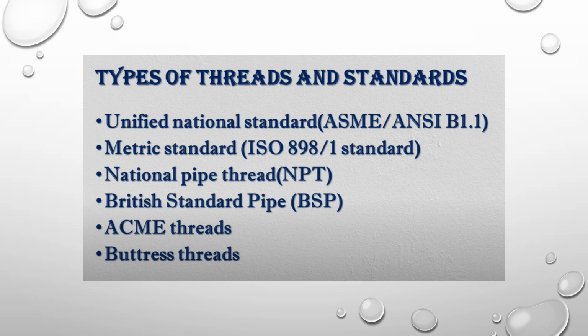The UN standard in ASME and ANSI B1.1 is very popular and you will find it in most industries. In metric standard, as we discussed earlier, you can check ISO 898. Then there are the national pipe thread NPT, British standard pipe BSP, ACME threads and buttress threads. So these are a few popular threads and standards.